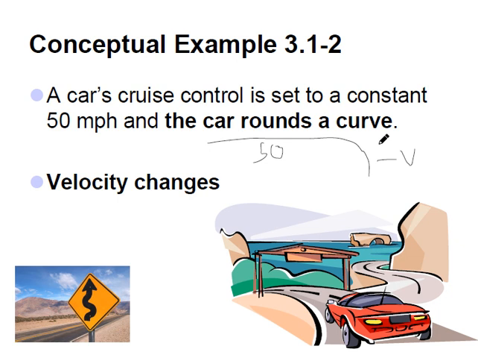So here your car is going a constant 50 miles per hour, and then you turn. When you turn, your velocity will definitely change. You can't go 50 miles per hour, so your velocity will definitely be less than 50 miles per hour, because you have to slow down to make that curve. Otherwise, your car will come off the road.